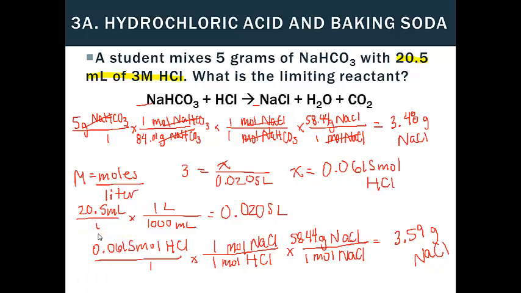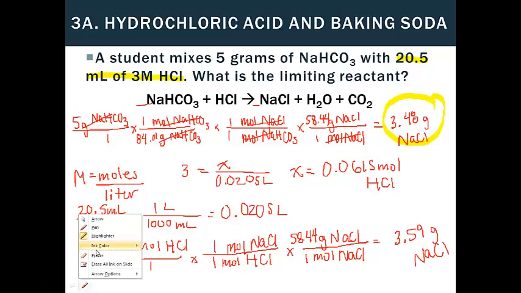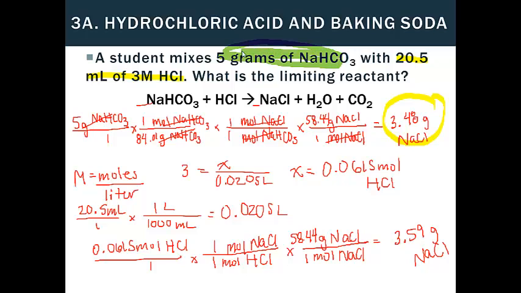So we did two calculations. If I have 5 grams of baking soda, how much salt can I make? If I have 20.5 milliliters of 3 molar hydrochloric acid, how much salt can I make? The one that makes less is your limiting reactant. So my limiting reactant in this case is going to be the 5 grams of baking soda. I will run out of this first.